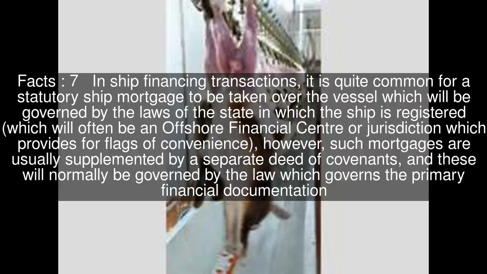In ship financing transactions, it is quite common for a statutory ship mortgage to be taken over the vessel, which will be governed by the laws of the state in which the ship is registered, which will often be an offshore financial center or jurisdiction which provides for flags of convenience. However, such mortgages are usually supplemented by a separate deed of covenants, and these will normally be governed by the law which governs the primary financial documentation.